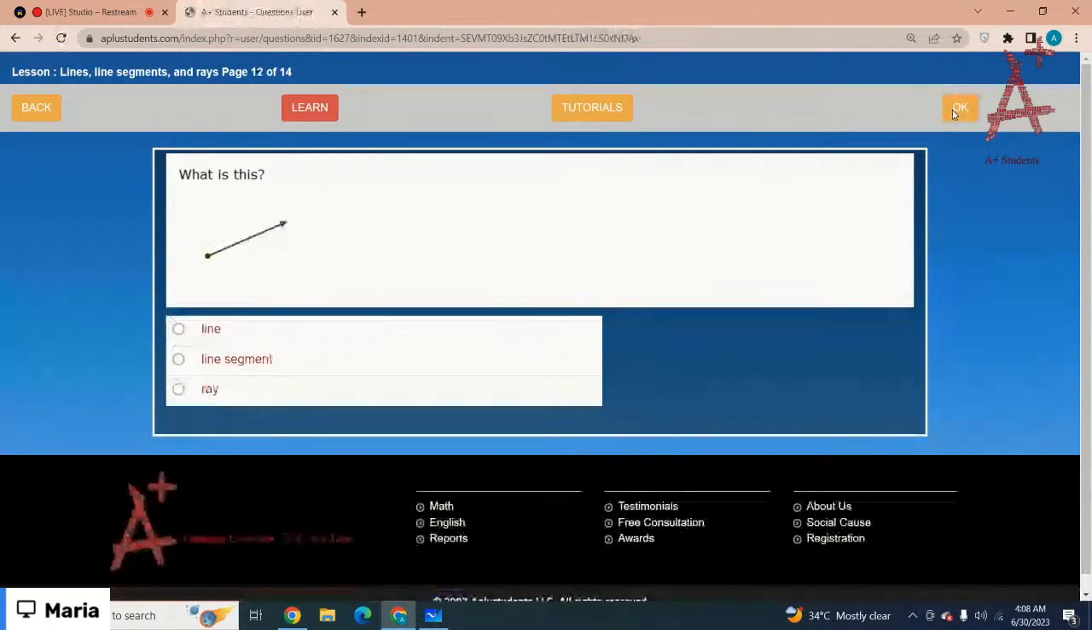Okay, what is this? You can see for this one, it has just one endpoint. On the other side, you have an arrowhead. If on one side you have a dot and on the other side you have an arrowhead, that would be the ray. That is the ray.